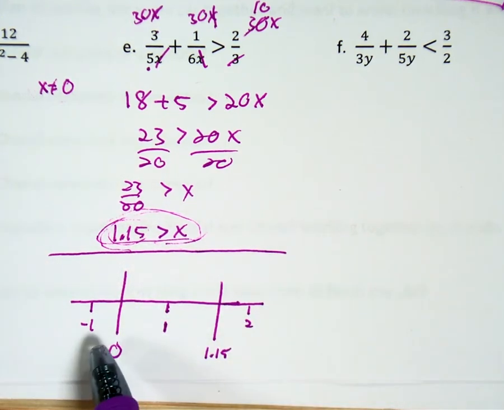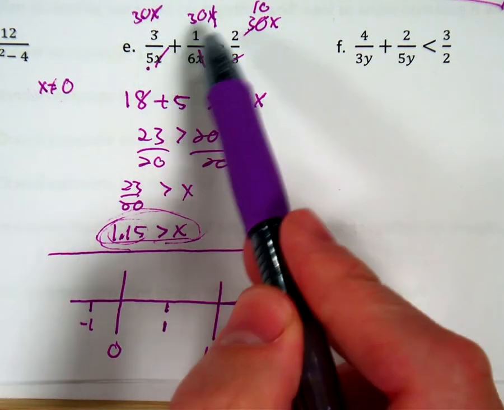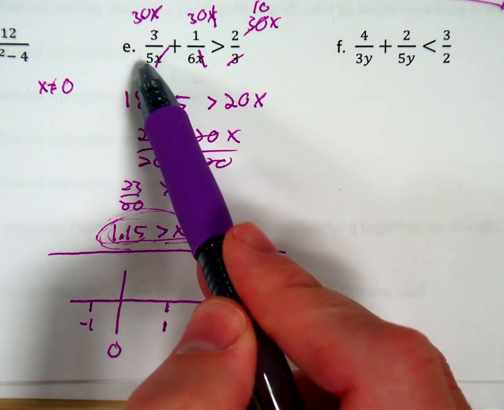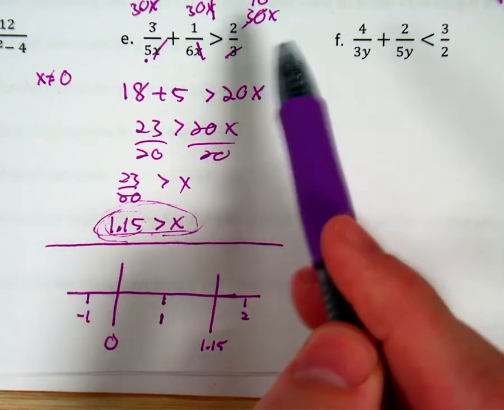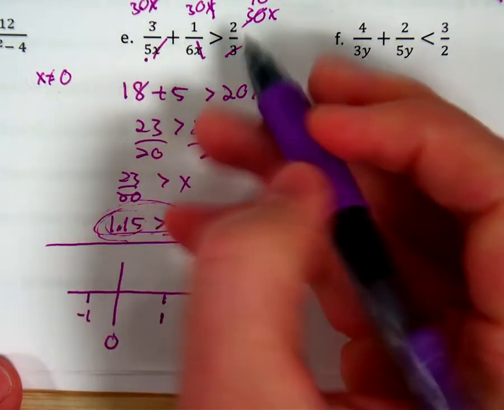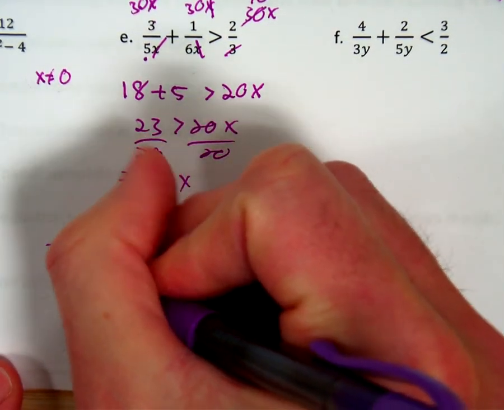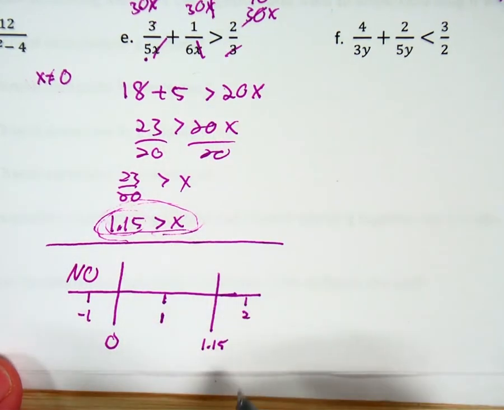So let's think, if I put negative 1 in there, that's going to be negative 3/5 plus negative 1/6. A negative plus a negative is still going to be a negative. Is that bigger than 2/3? No. And you could type those all into the calculator. You're going to get no. It's not going to be bigger than 2/3.